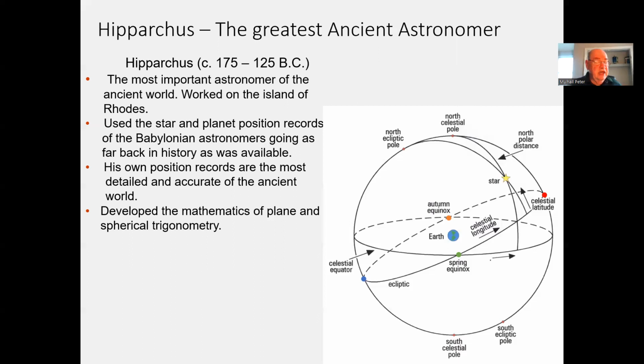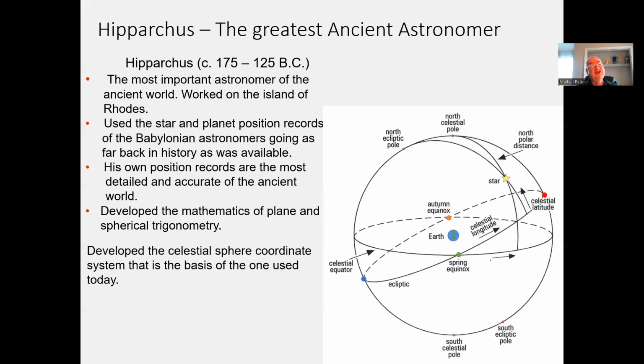The librarian, by the way, at the time was Eratosthenes, and with nothing else to do, he developed plane and spherical trigonometry. Yes, the mathematicians and the astronomers are the same people here. He invented plane and spherical trigonometry.